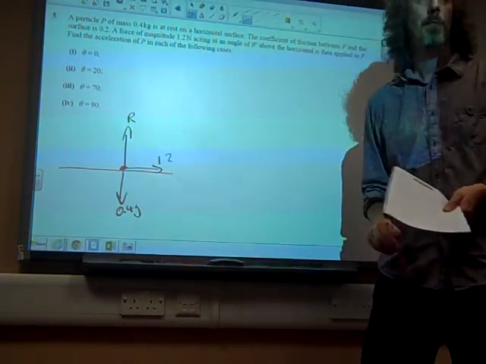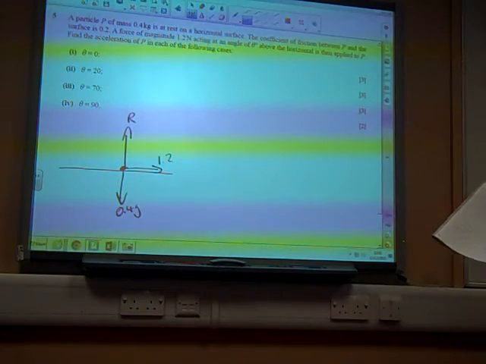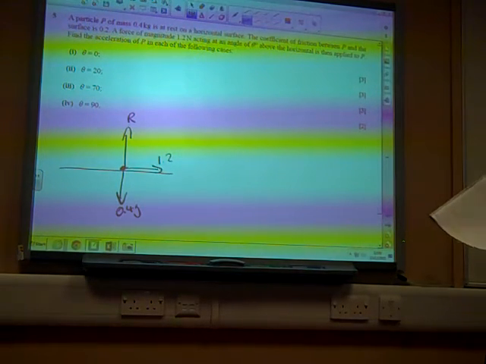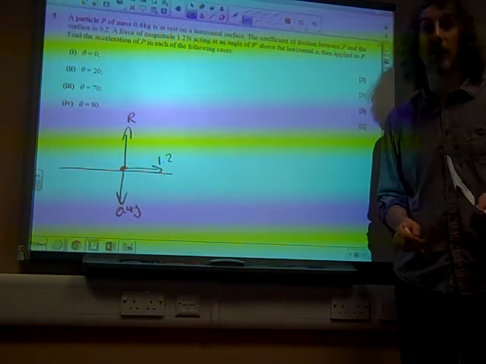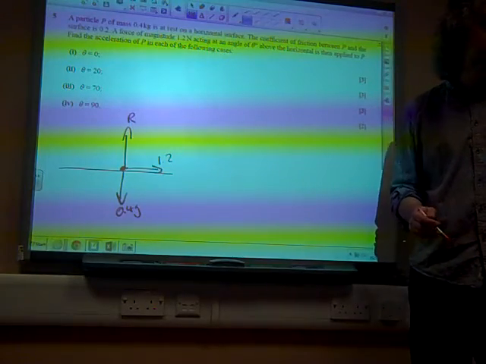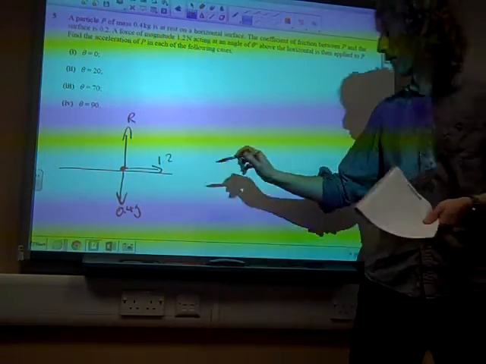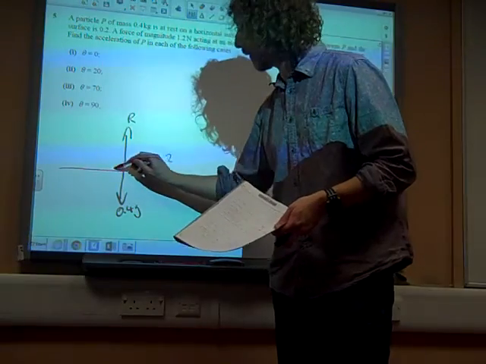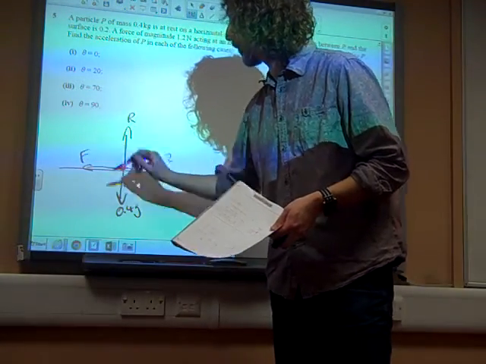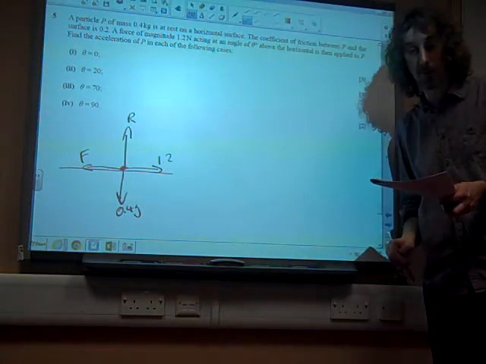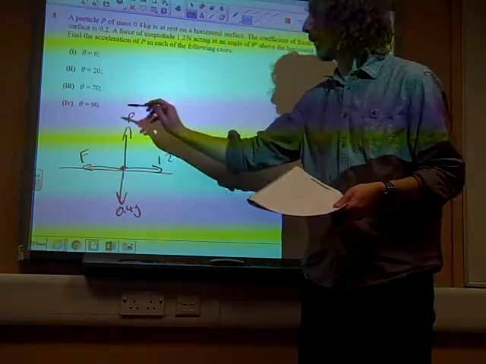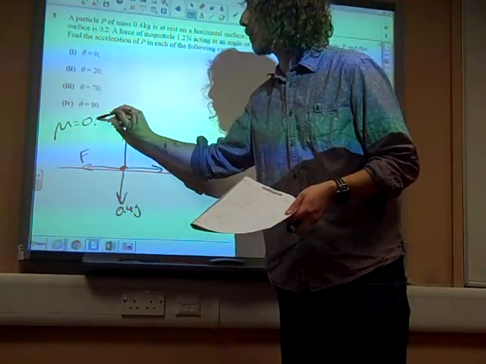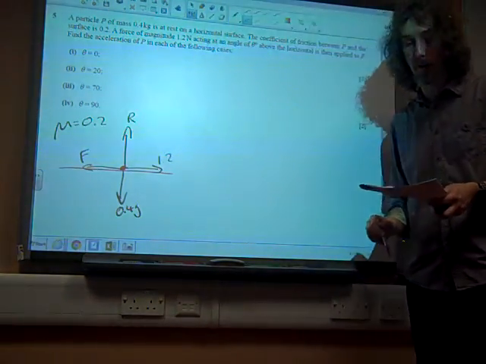There it is. It's held in equilibrium though, is it? No. Hang on, what's going on? Find the acceleration. So we know it's a rough surface. So based on that, I think friction has to be here. There's my frictional force. So that's my diagram. I'm told that mu is 0.2. So let's work on what we can do with that diagram.